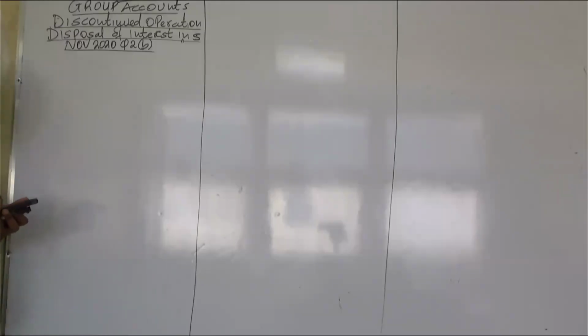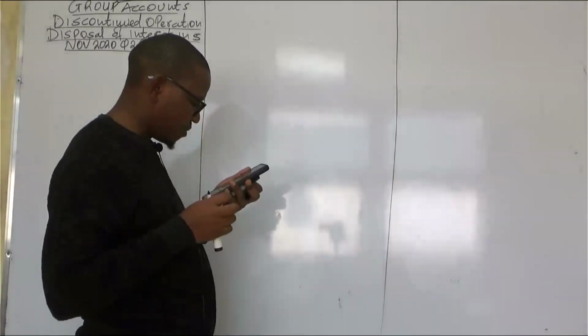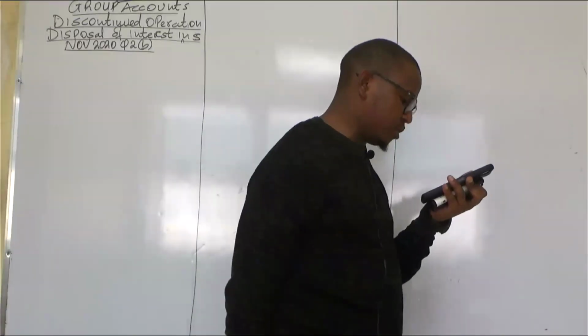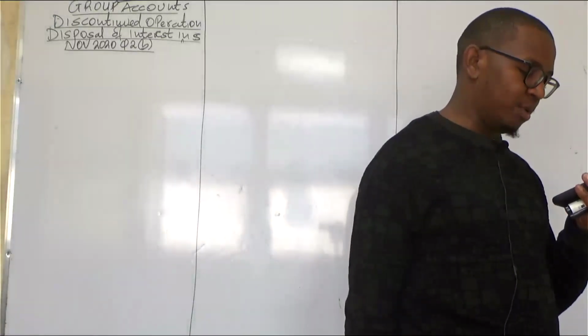So this is how the question of November 2020 reads. We've been given that H Limited is a parent entity of group companies with two subsidiaries, S Limited and AFRA Limited.